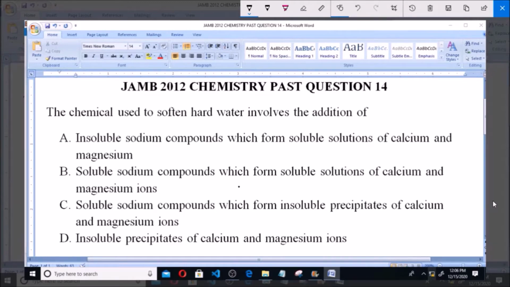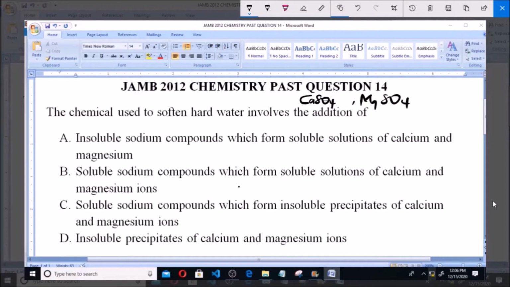Now, looking at this, hard water is divided into two. We have the temporary hard water and the permanent hard water. But the hard water we're looking at here is the permanent hard water, because temporary hard water can actually be removed by boiling. Permanent hard water consists of soluble ions of calcium, like calcium sulfate, and also soluble ions of magnesium, like magnesium sulfate.